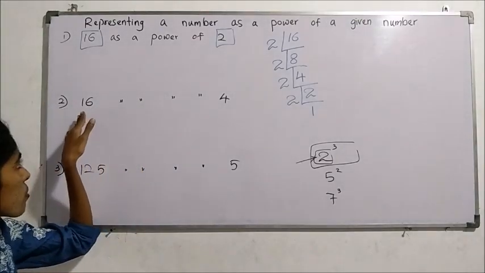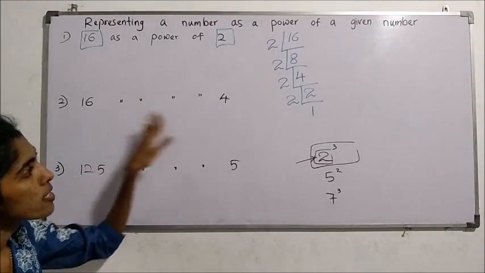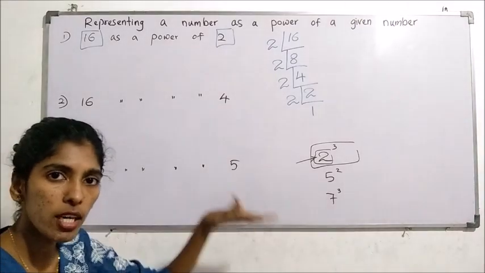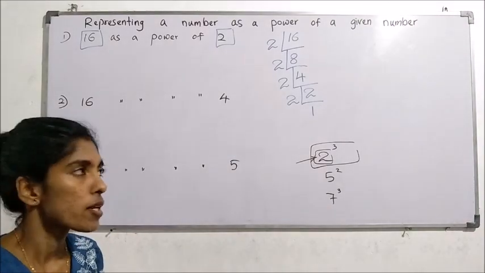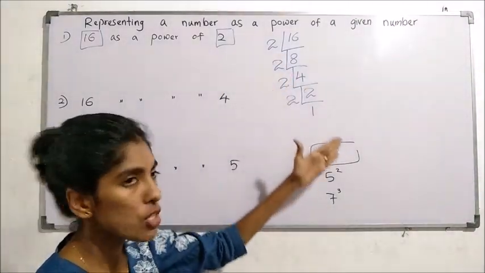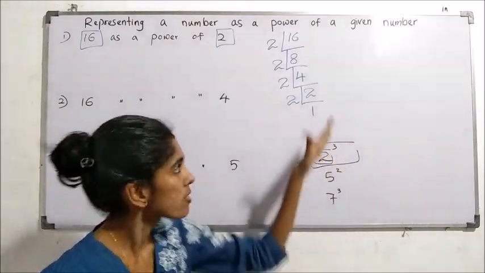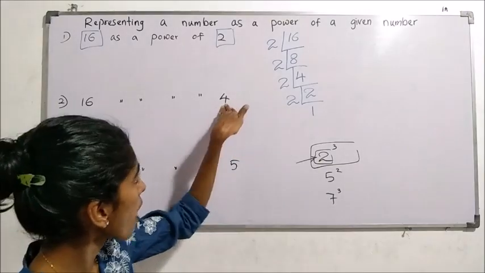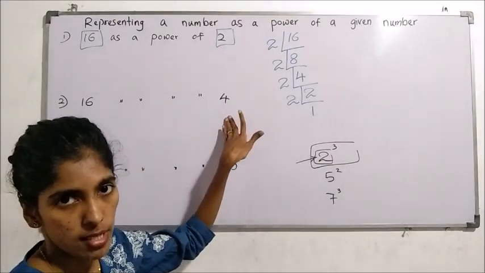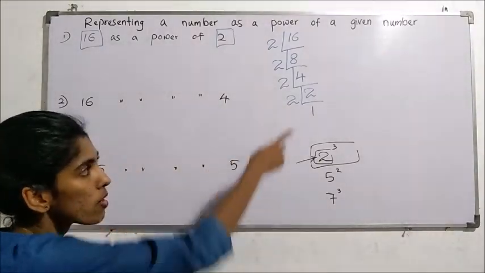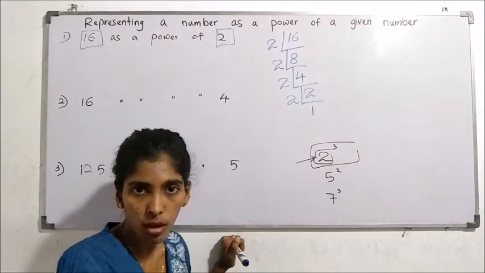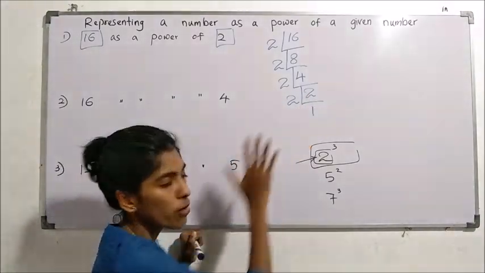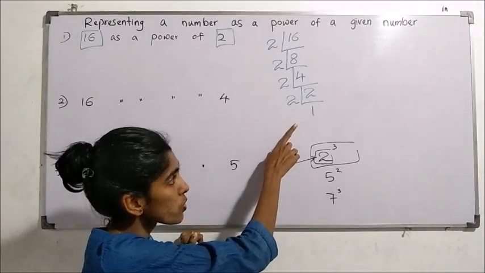If you are given to write this 16 as a power of 4, we need to divide by 4. So in the division, there won't be any answer which is not divisible by 4, remember that. Okay, when you are provided a value like this. Right, now we got 1. When we got the answer as 1, stop from there. I hope that you understood this.